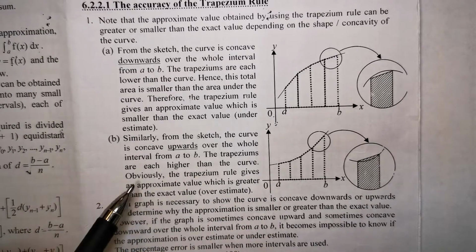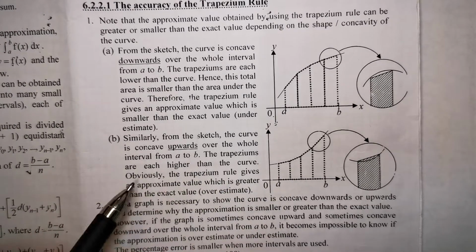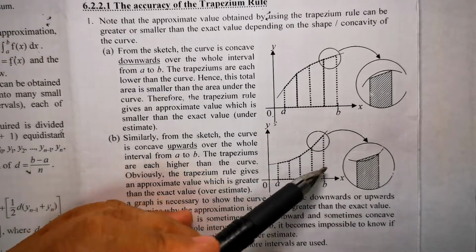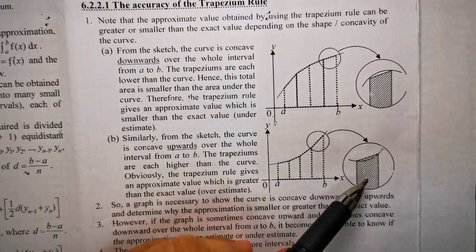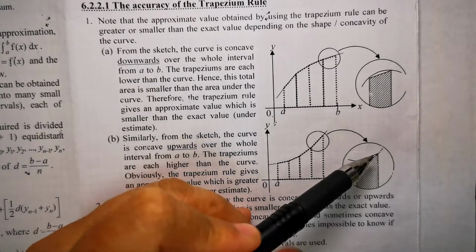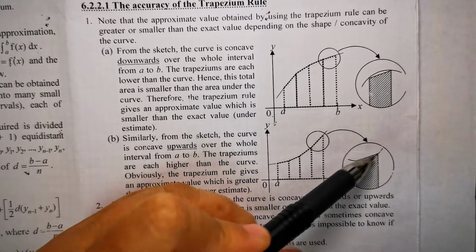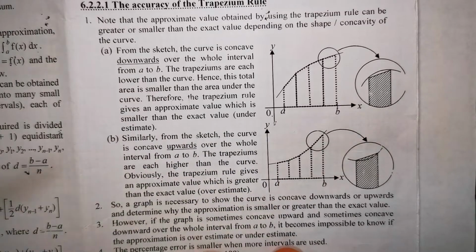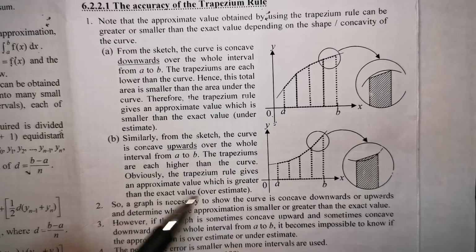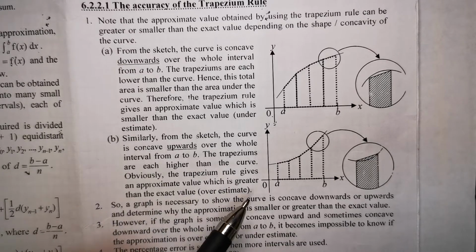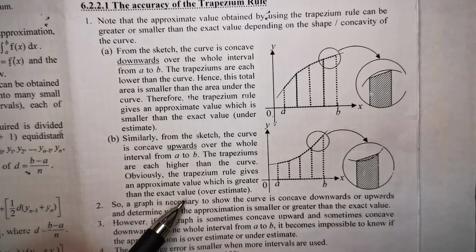Then the trapeziums are each higher than the curve. Again, let's say we enlarge one of the trapeziums. You see this will happen: the trapezium that we draw is higher than the curve. So obviously the trapezium rule gives an approximate value which is greater than the exact value.